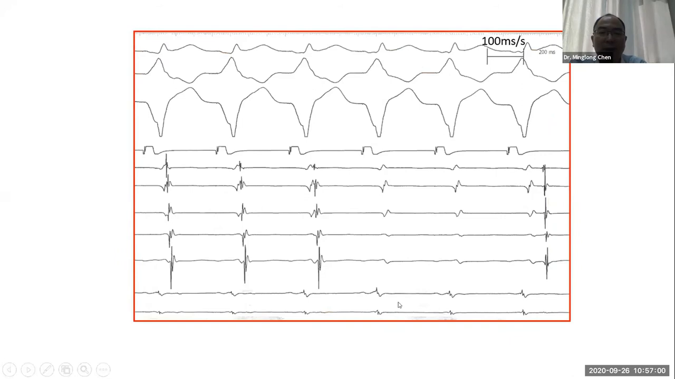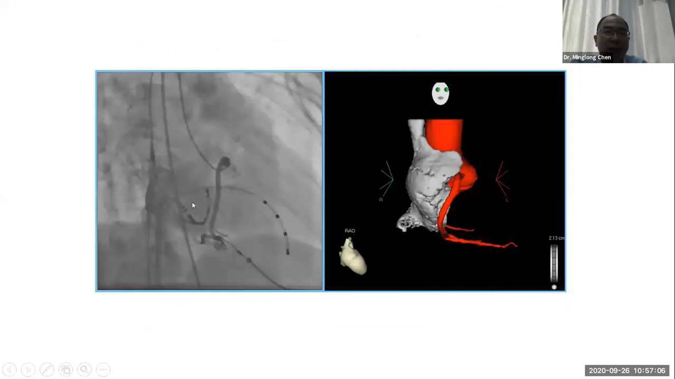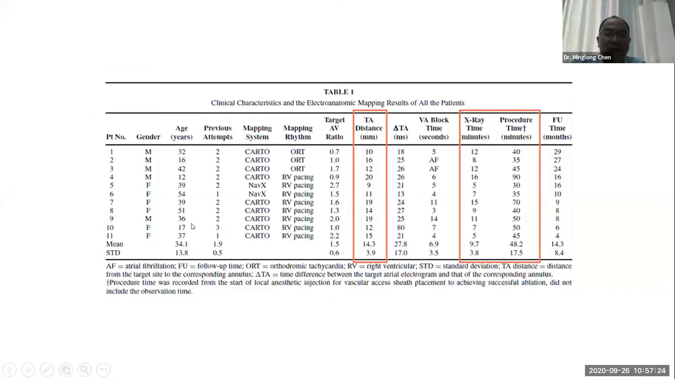Then we did RV pacing with adenosine, and you can see a beautiful VA dissociation. This is the right coronary artery, and this is the ablation point. You can see the right coronary artery is often at the annulus level, but the ablation site is away from the annulus level. So these are our case series.